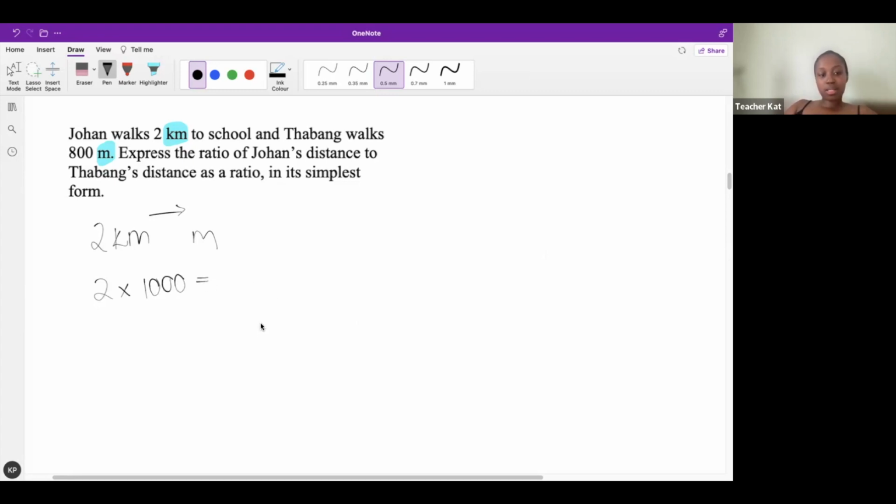So then, how many meters is 2 kilometers? If I'm multiplying by 2, that means I will have 2,000 meters. Okay, now we have the same units, so we can compare them. Johan's distance is 2,000 meters to Tabang, who is 800 meters. What is the common factor between 2,000 and 800?